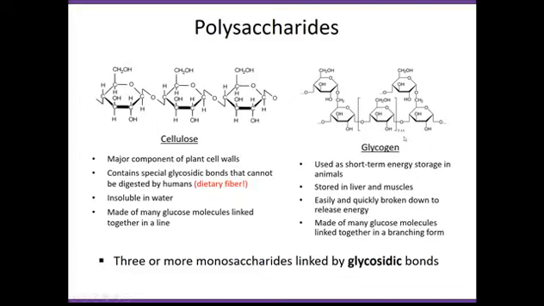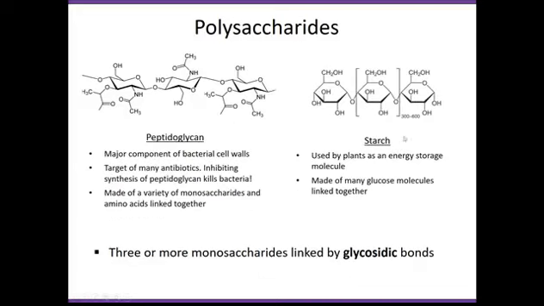Glycogen is used by animals for energy storage. Peptidoglycan is used by bacteria for structure. Alright.